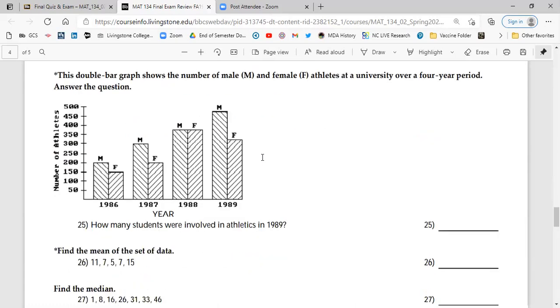Okay, we have a double bar graph here. How many students were involved in athletics in 1989? So we look, and for males, it's at 450. For females, it's at 350. So together, that's 800. And that's all you have to do with that one.